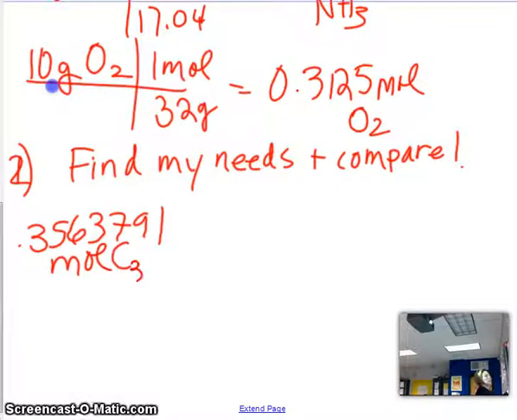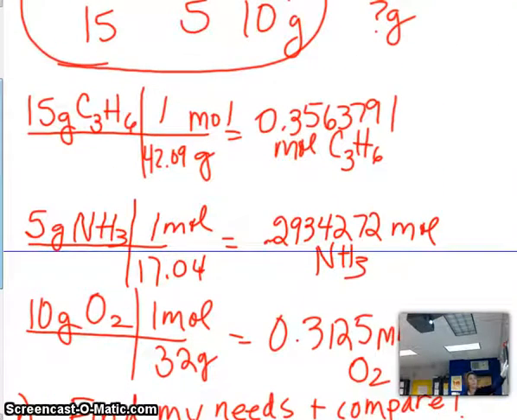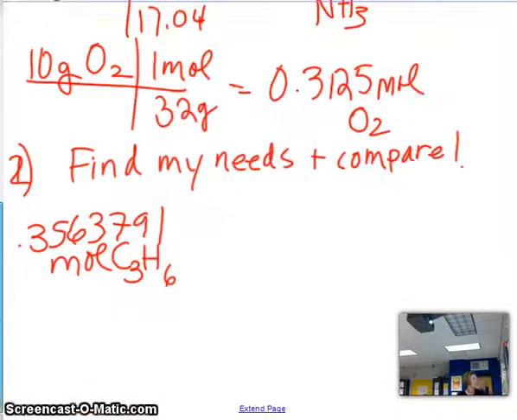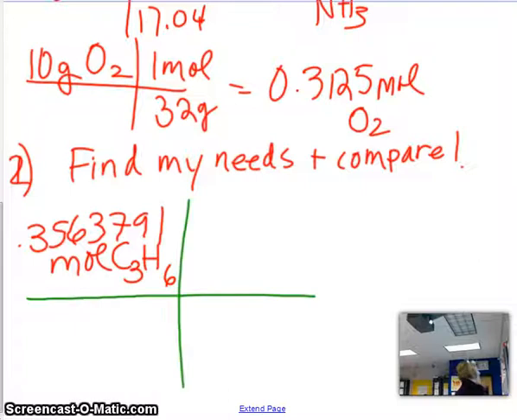Moles of C3H6. That's what I have, right? Of the C3H6, that's how much I have from up here. I'm going to see how much NH3 I need to react with all of that, just like last time when we did that problem. So I do a mole-mole between those reactants to see how much of that I need.